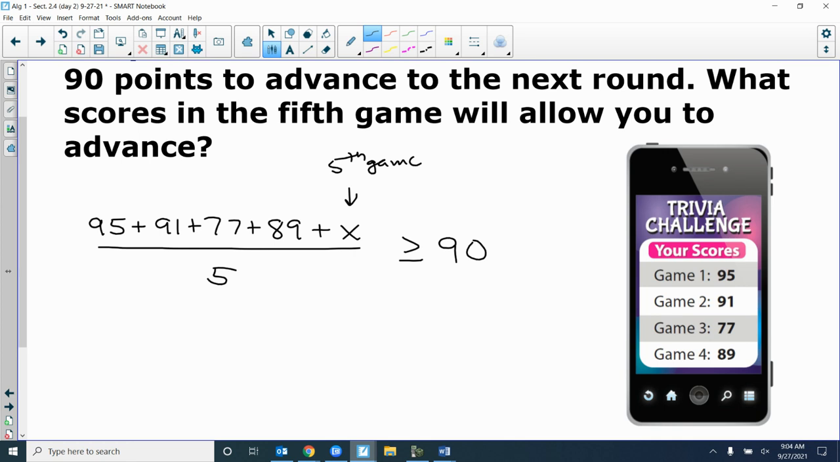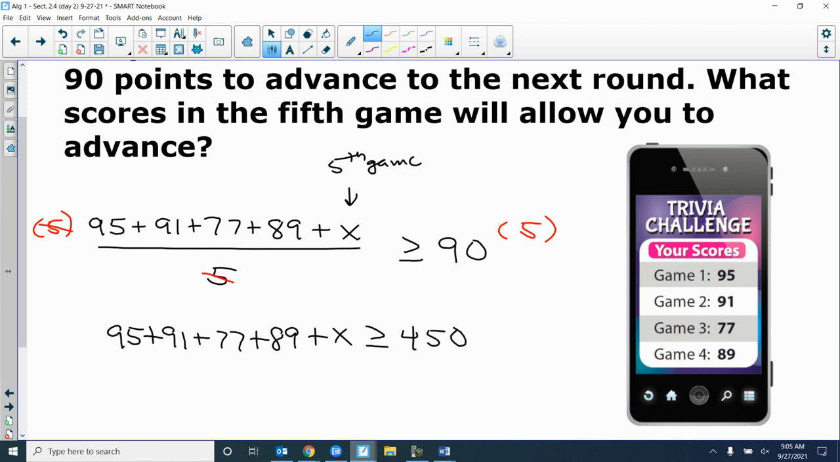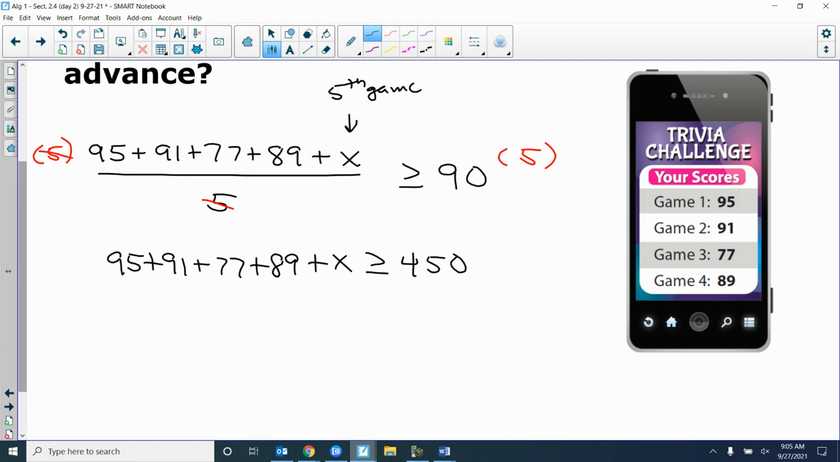All right, remember how we get rid of that 5? Multiply both sides by 5. Multiply both sides by 5. That cancels. That doesn't cancel. That multiplies. I'm going to write this down, but I'm going to fix it in a second. Greater than or equal to 90 times 5, which is 450. All right, go ahead and add those all up. Take 95 plus 91 plus 77 plus 89. Add those all up.